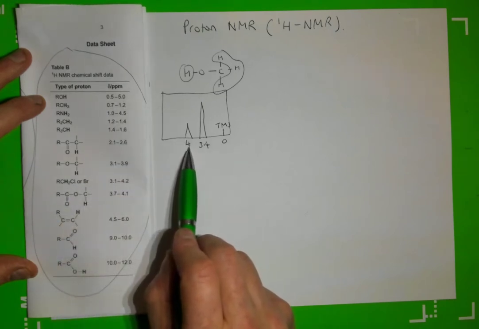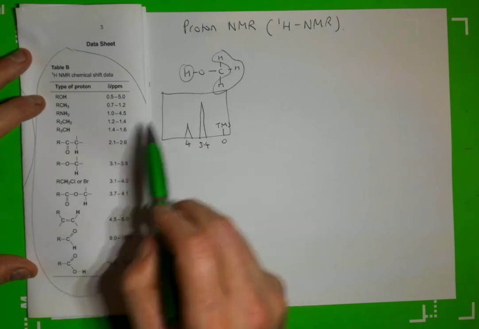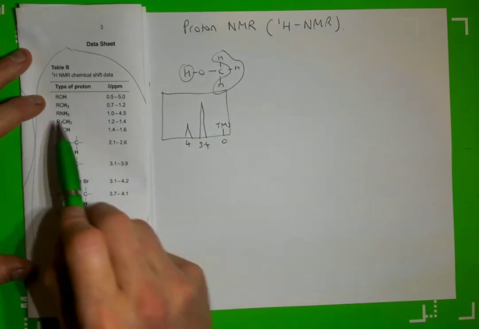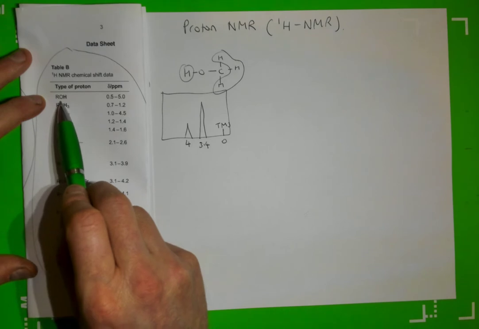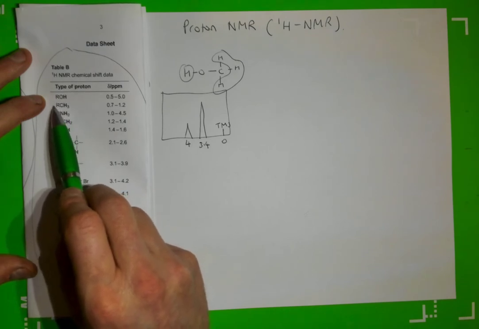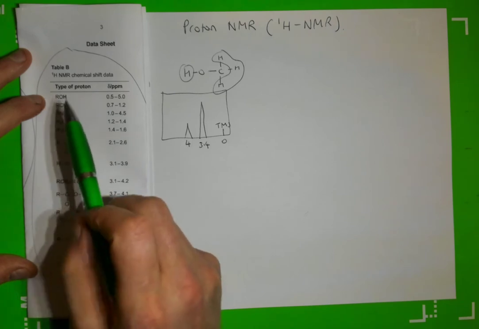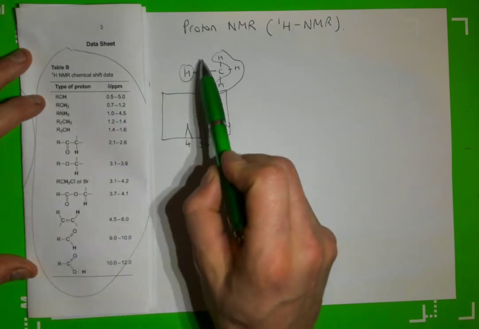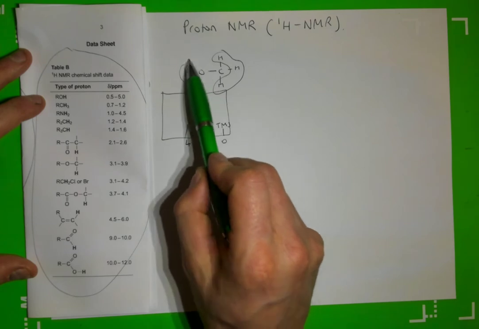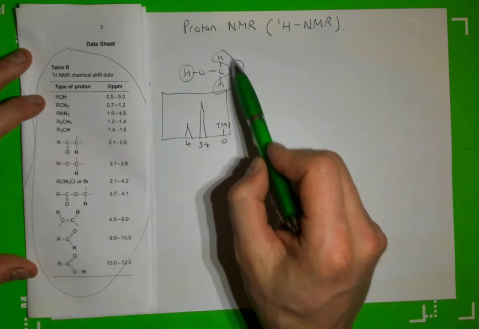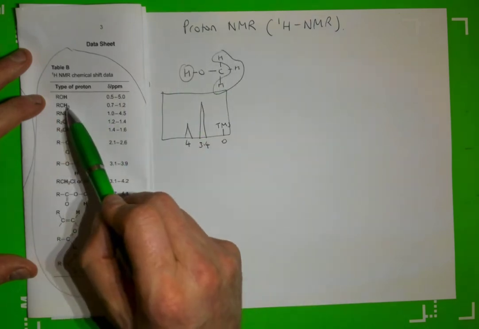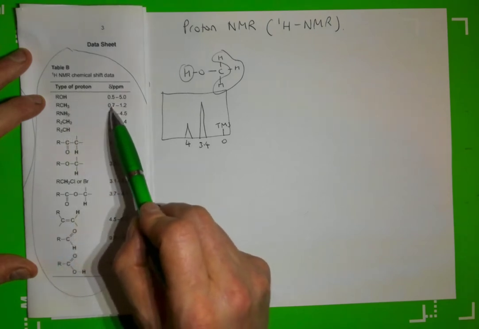That isn't from 0.5 to 5, that's within that bracket, so that is an alcohol hydrogen. Then here we've got a CH3. Now notice that R group there can be anything. In this case, that R group is actually an OH, but we're not really interested in that. We're just interested in those hydrogens, the bold ones. So this is a CH3. Whenever you see a CH3, it's somewhere between 0.7 and 1.2.